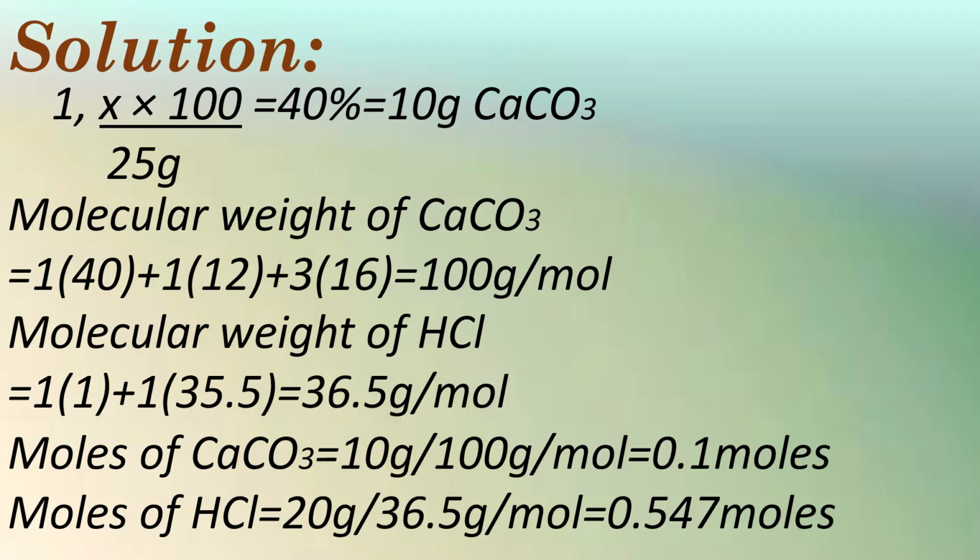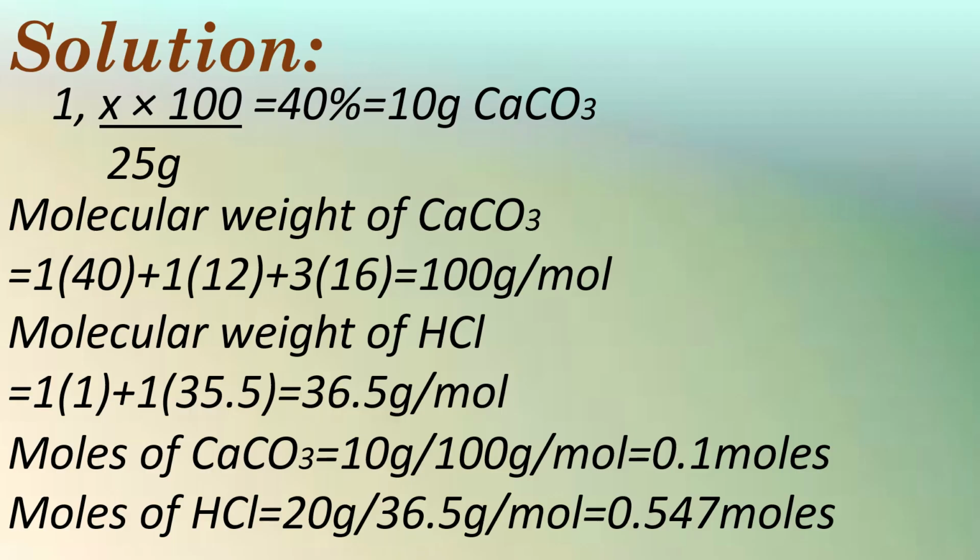Now we have calculated the amount of calcium carbonate. Now we will calculate the molecular weight of calcium carbonate. 1 is the number of calcium atoms into 40 is the atomic weight of calcium, plus 1 is the number of carbon atoms into 12 is the atomic weight of carbon, plus 3 is the number of oxygen atoms into 16 is the atomic weight of oxygen. After solving, the molecular weight of calcium carbonate is calculated to be 100 gram per mole.